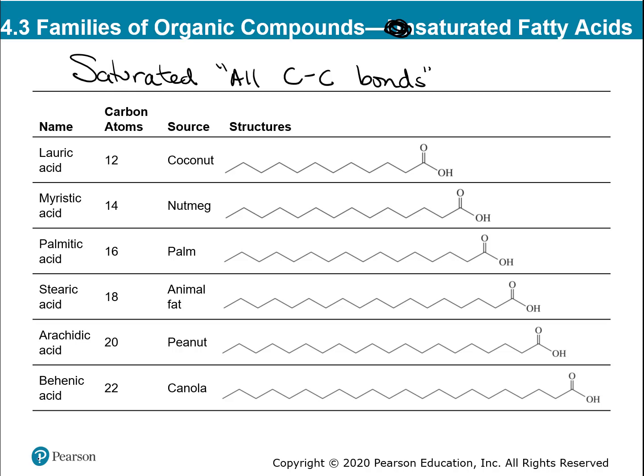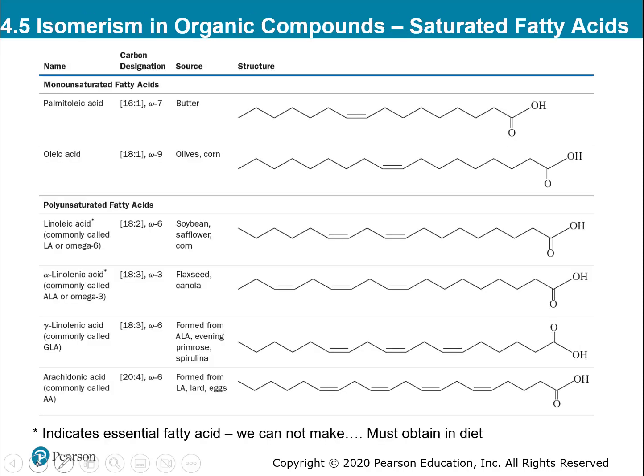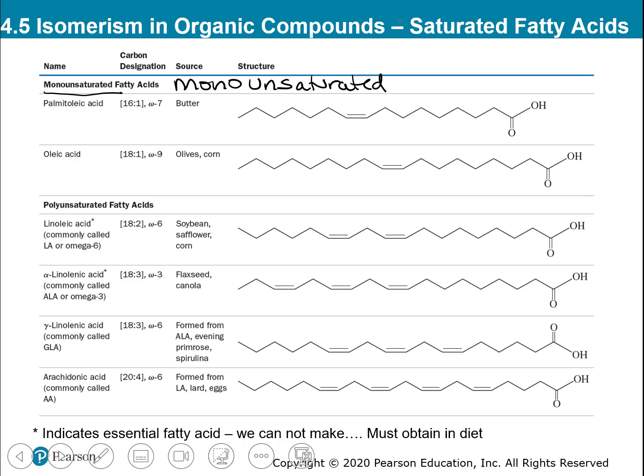But then there's also the potential of having double bonds. If you have monounsaturated, that means you have how many? One, right? Mono means one. So monounsaturated means one double bond somewhere in the molecule. I know I have seen this multiple times and said, I really have to fix that, and I keep not fixing it.